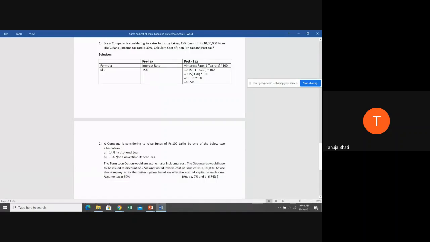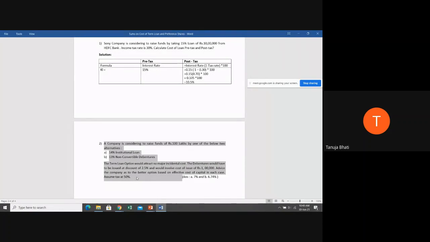Now, students, how do we solve this problem? First of all, let us understand what they're telling in the problem. A company wants 100 lakhs. It has two options: either it can raise this 100 lakhs through loan, or by issuing debentures. They have given you information about loan and about debentures, and they are asking which is the better option. Now, students, without looking into this particular problem, can you tell me on what basis you will come to know which is the better option?